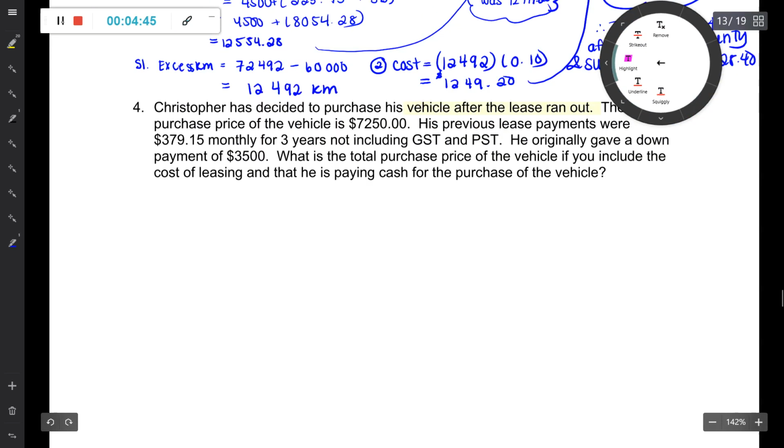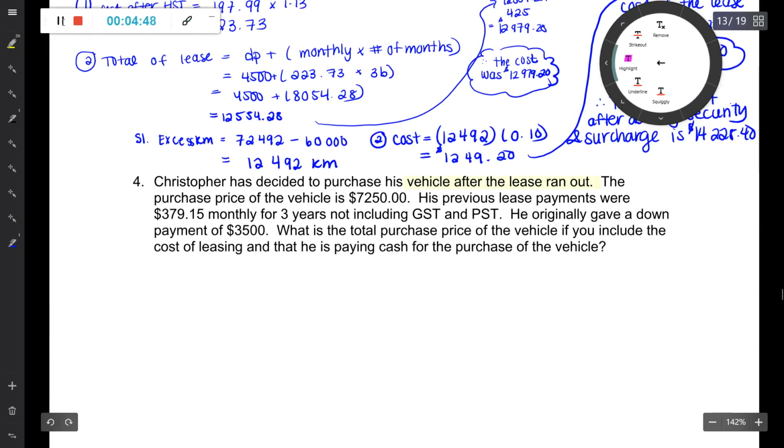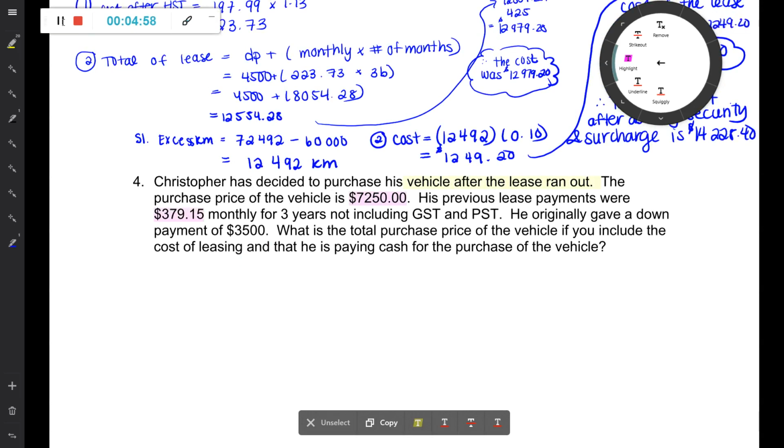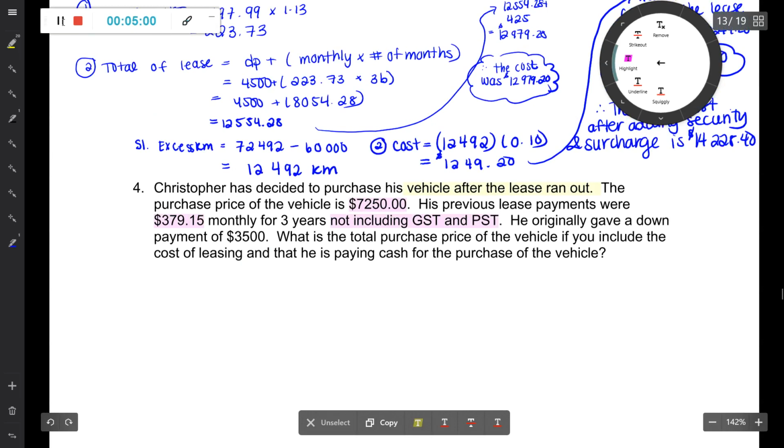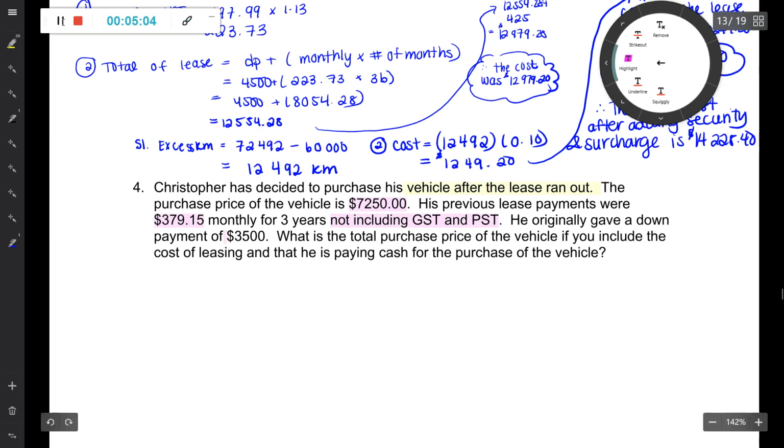The purchase price of the vehicle after he gives it back is $72.50. His previous lease payments were $379.15 monthly for 3 years, not including GST, PST, or in our case, HST. He originally gave a down payment of $3,500, and the total purchase value. What is the total purchase value of the vehicle if you include the cost of leasing and what he's paying in cash for purchasing the vehicle at the end?